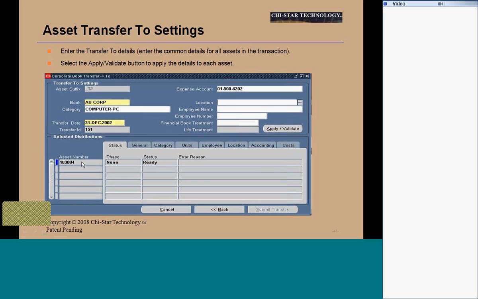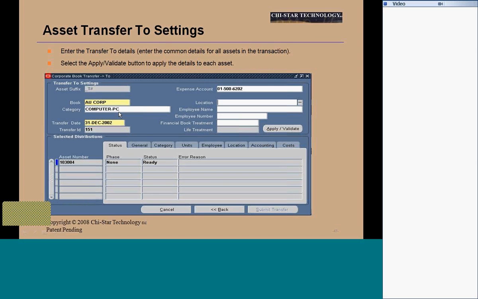Once I have the asset that is going to be transferred, I am going to populate where it's being transferred to. Any information that I want to put up at the top portion of the screen, I'm going to then hit the apply, and it's going to apply these values to all the assets listed down here. So if everything is going to be from a computer PC, I could put that value here, hit apply, and all these assets will then be going into the new book as computer PCs.